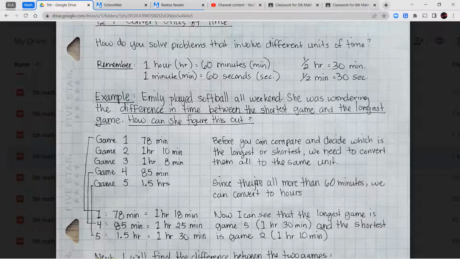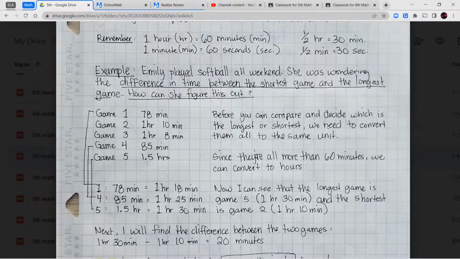And then game 5 is using decimals instead of just giving us the minutes. So I'm going to convert that as well. 1.5 hours is the same thing as 1 hour and 30 minutes because 5/10 is half. Now I can see right away that the longest game is game 5. That was the 1 hour and 30 minutes. And the shortest game was game 2, which was 1 hour and 10 minutes.